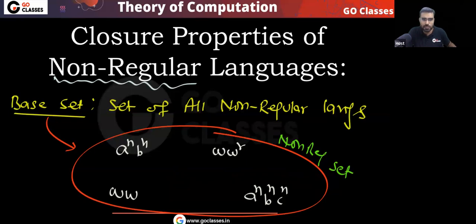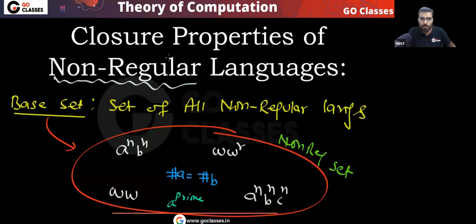Please tell me, is this point clear? I hope this point is clear. For example, number of A equal to number of B, this language you also have here. All these languages which are not regular, you have. For example, a power prime, that also you have. This is non-regular. So this is the idea.